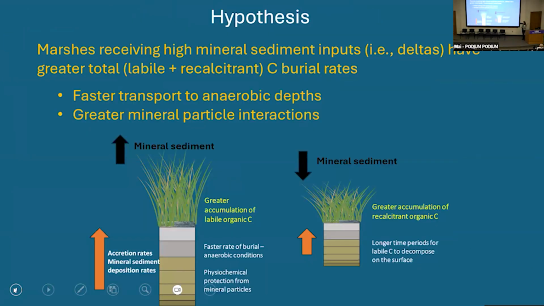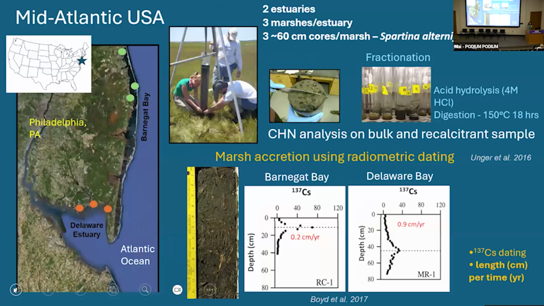Okay, so we developed a hypothesis that marshes receiving high amounts of mineral sediment, such as deltas, have greater total labile plus recalcitrant carbon burial rates than marshes that have lower mineral sediment availability. And that's due to two processes. The first is faster transport to anaerobic depths, and secondly, greater mineral particle interactions. And these figures here illustrate our hypotheses.